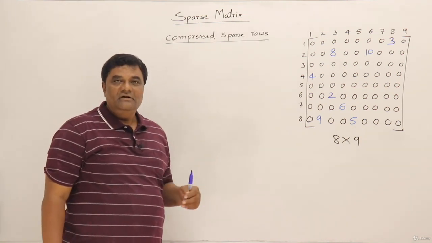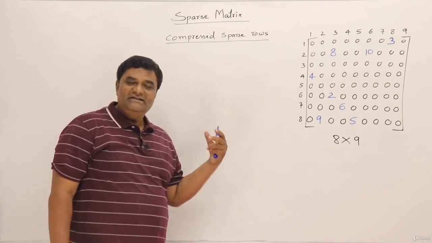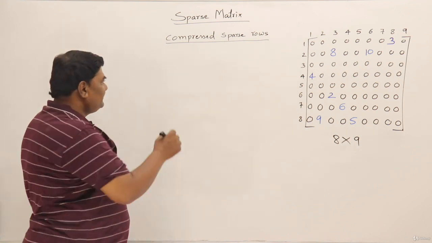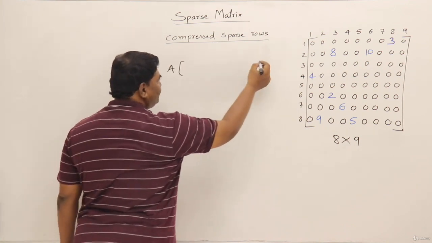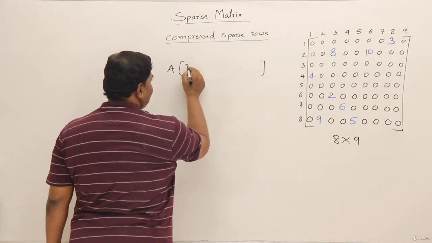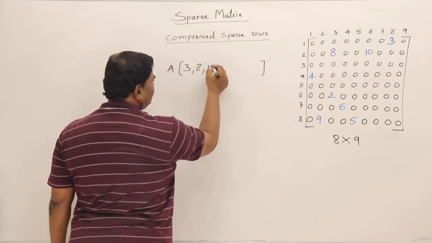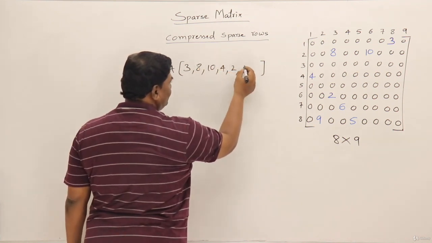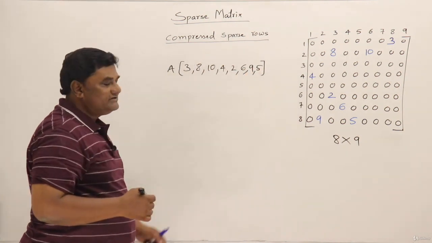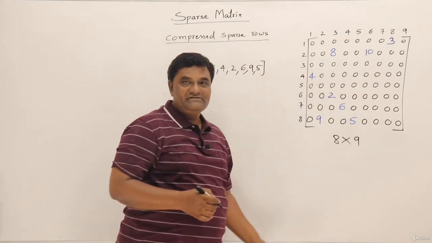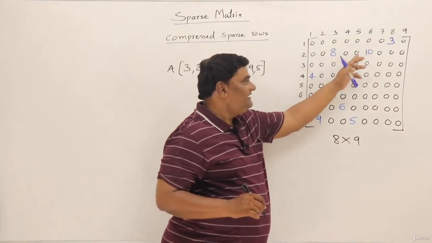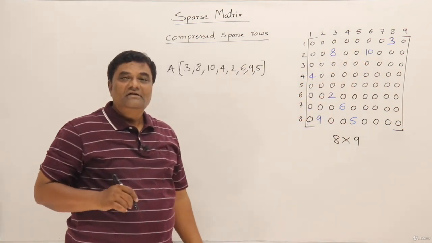Now the second method, compressed sparse row. In this method, a sparse matrix is represented using 3 arrays. The first array is the list of non-zero elements. I will write down the non-zero elements: 3, 8, 10, 4, 2, 6, 9 and 5. So this is the list of non-zero elements. I have taken all those non-zero elements in the same order in which they appear. Don't change the order, like first 8 then 10; don't change the order to 10 and 8.